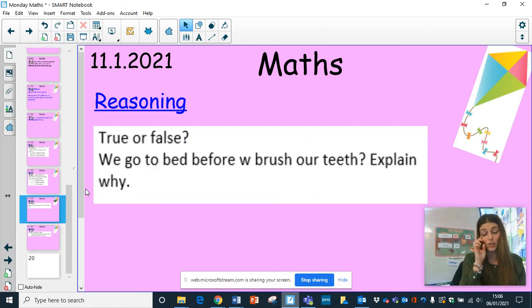This is a reasoning question for you. So true or false? So do you agree, or is it true or is it not true? We go to bed before we brush our teeth. Sorry about the spelling error there. So we brush our teeth. Can you explain why?